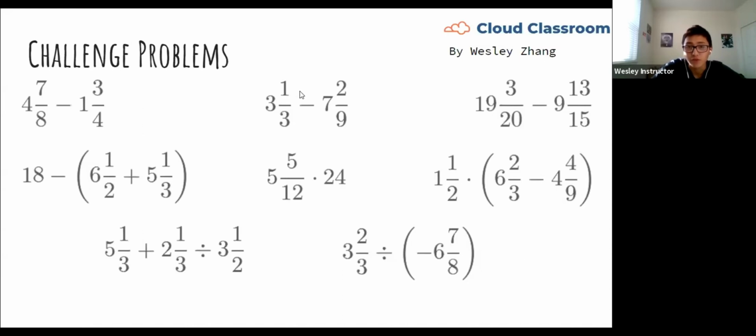All right, 3 1/3 minus 7 2/9. So again, we want to subtract the fraction part first. So 1/3 becomes 3/9 by multiplying by 3/3. So 3/9 minus 2/9, that equals 1/9. And 3 minus 7, that's -4.